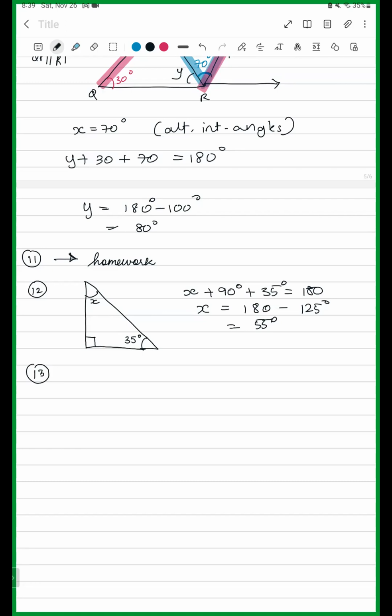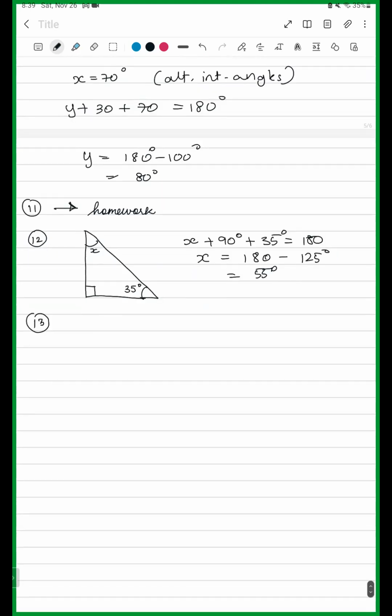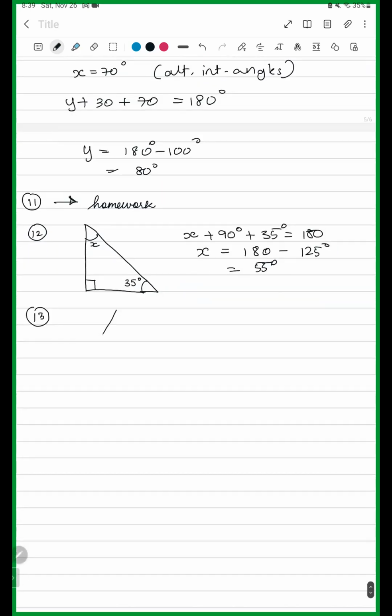Each of the two equal angles of an isosceles triangle is 4 times the third angle. Find the angles of the triangle. Okay, so this sounds a little bit complicated. So first, let's draw it out. They are saying isosceles triangle, so let's draw an isosceles triangle first. Actually, we should draw it on the right hand side. This is the proper way of doing it.